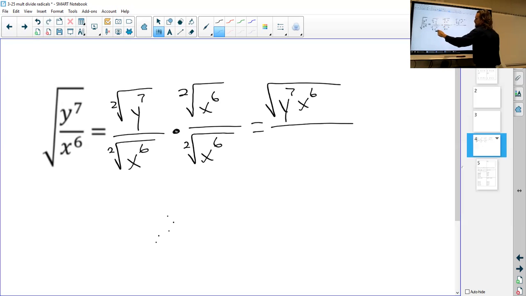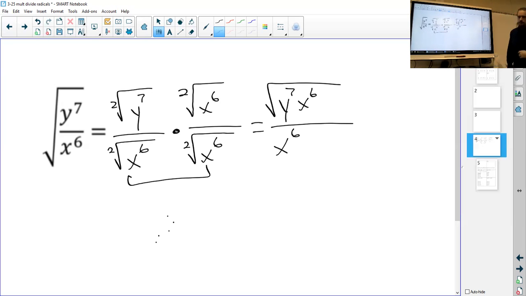And then this becomes, remember, any number times itself. If it's a square root, you end up with just that without the square root sign. All right? So now we have y to the 7th, x to the 6th over x to the 6th. And then we just need to simplify from there. So can I take the square root of y to the 7th? Yes.